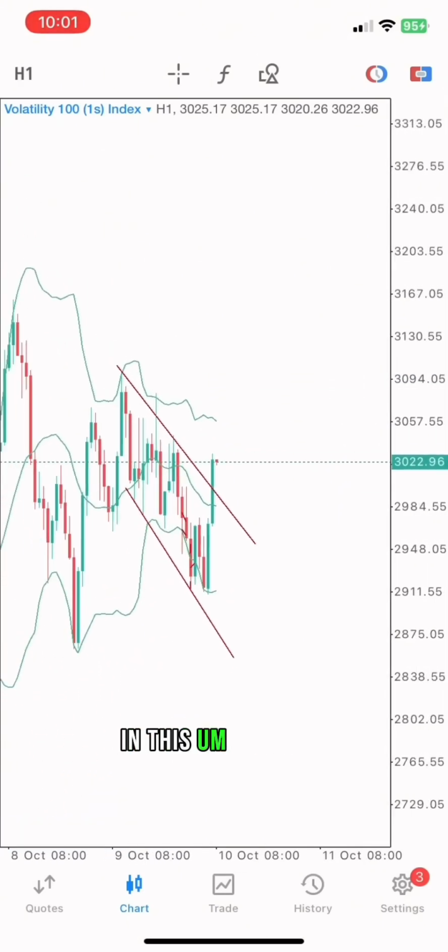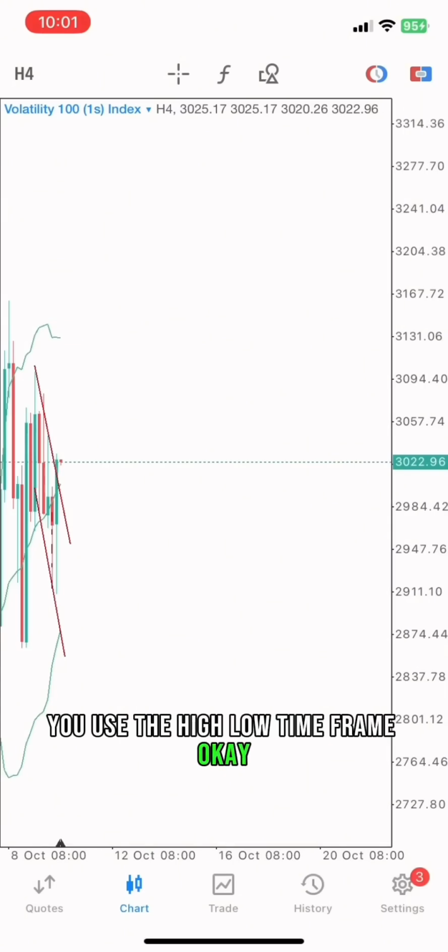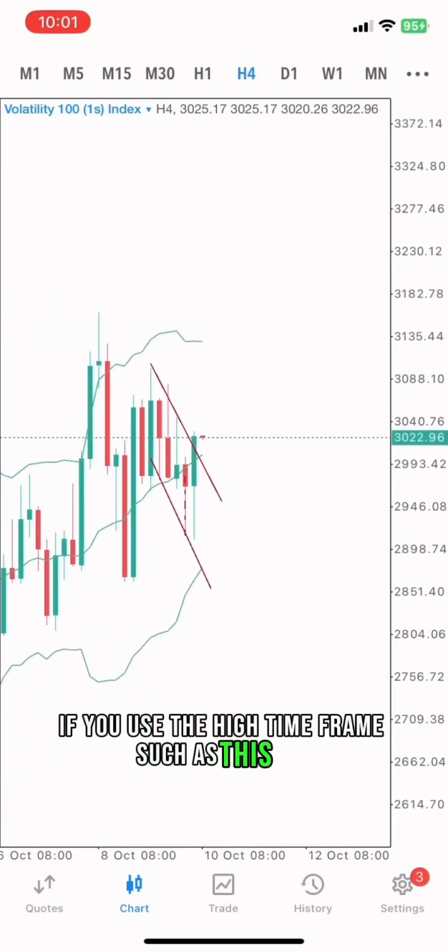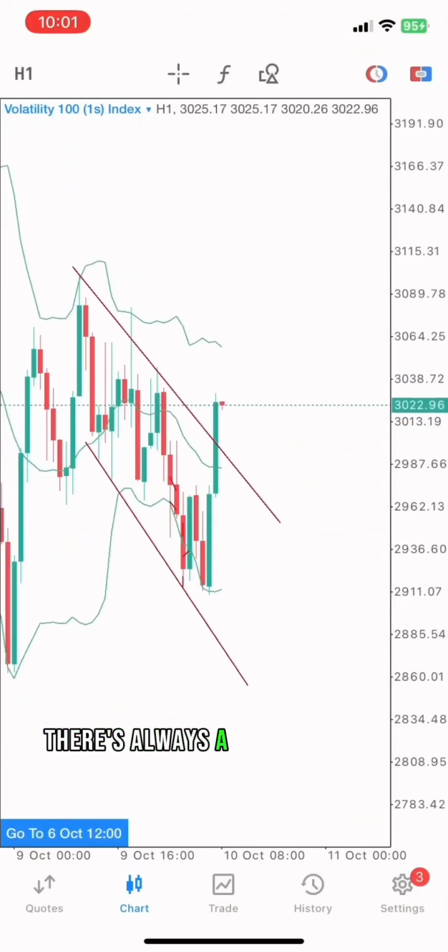In this scenario, you will always sell. Okay, you go to 30 minutes and use that. You use the lower time frame, not the higher time frame. You use the lower time frame. Okay, if you use the higher time frame, such as this one, then you use the basics, such as that after breakout there's always a trend line.